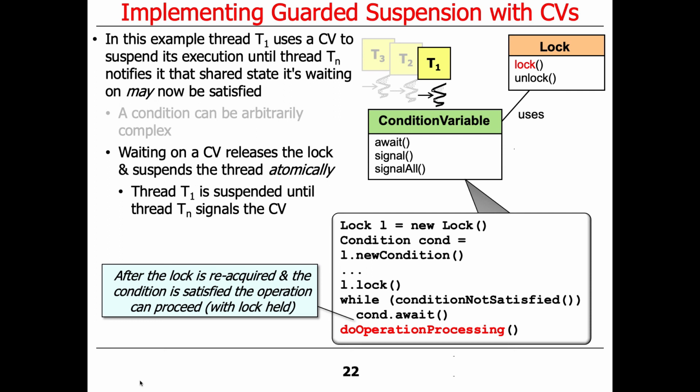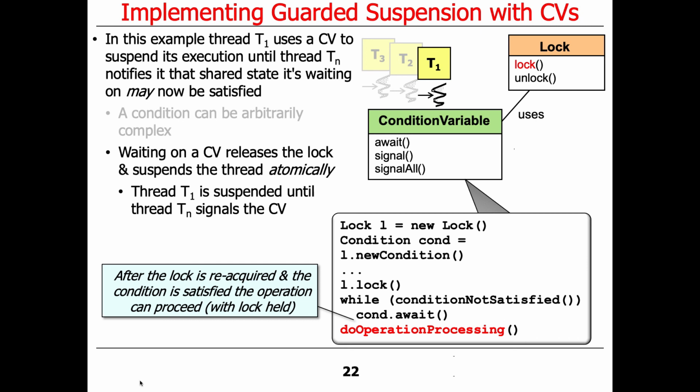Only after you finally got the lock and the condition is satisfied can you do the operation processing. And notice, by the way, that the lock is held here. We check to see if the condition is satisfied. If it is satisfied, we skip over the await and we go and do the operation processing, and that will be done with the lock held, because that will most likely update the shared state. And then something that I don't show here is that we'll unlock the lock on the way out so that someone else can go in there.